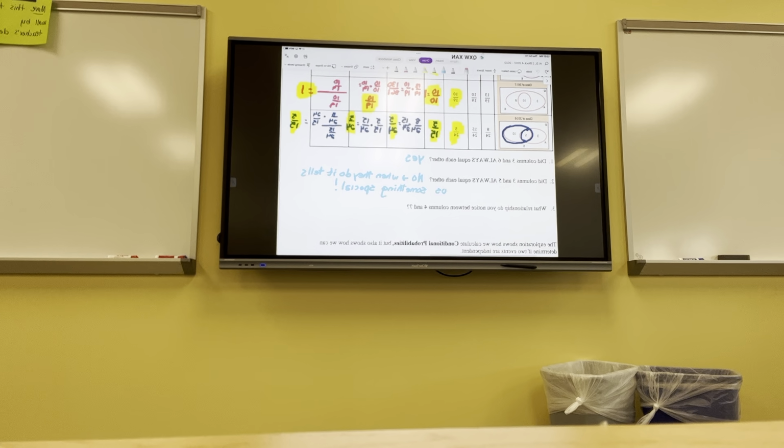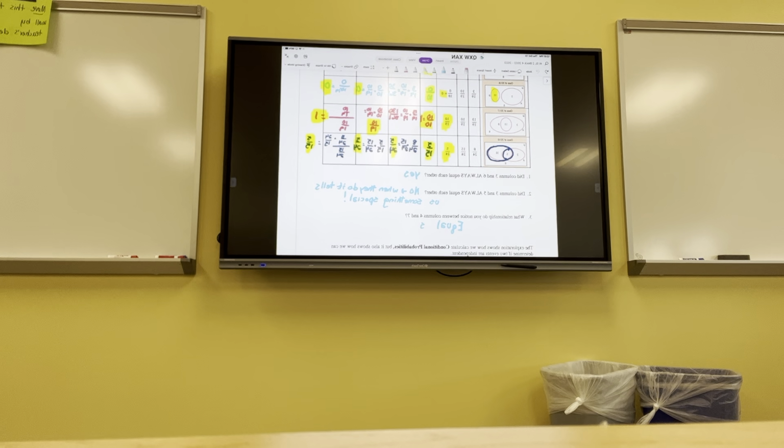What do you notice between the relationships between columns 4 and 7? Those are also equal. So what that tells us is the probability of A given B is equal to the probability of A intersect B divided by the probability of B. That is gonna be an important idea. You might wanna star that, box it, something like that.